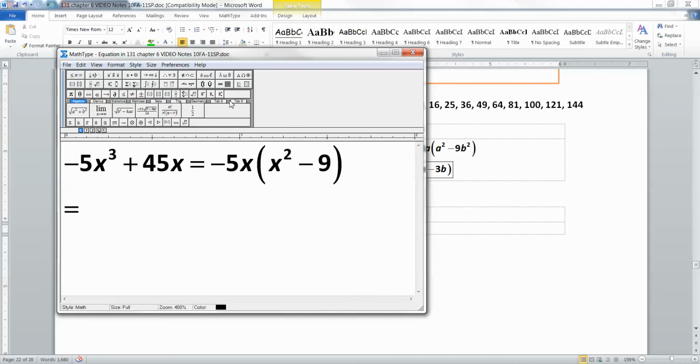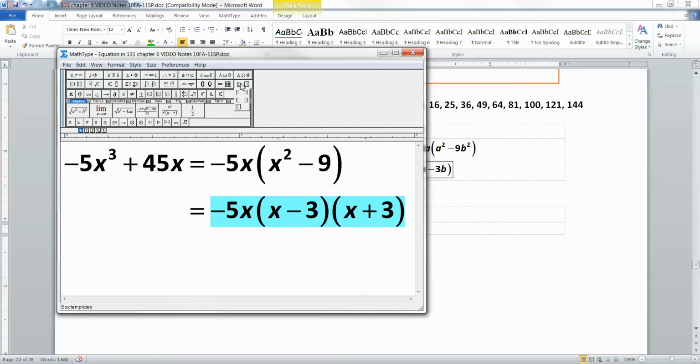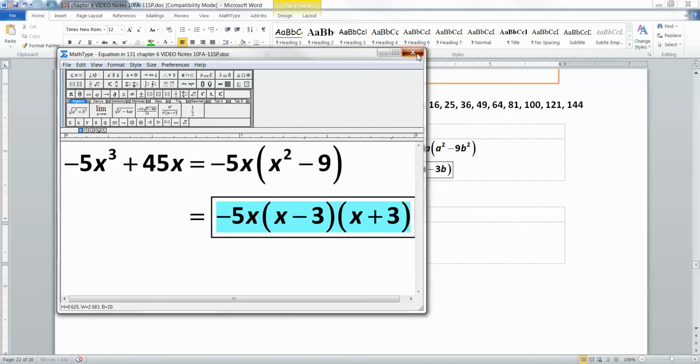Okay, now we're not done. We got to finish it out. So you're going to write negative 5x, just leave it in front, x minus 3, x plus 3. Because the square root of 9 is 3. Diggity done.